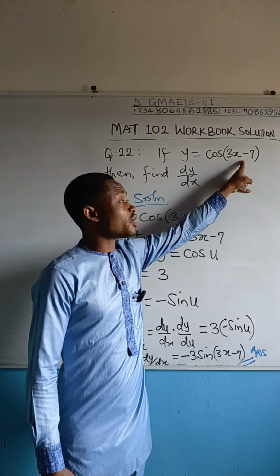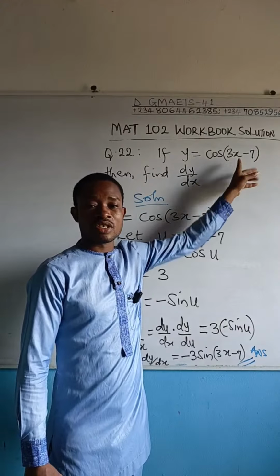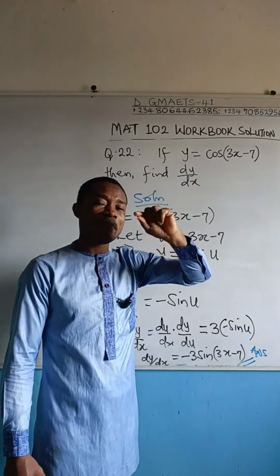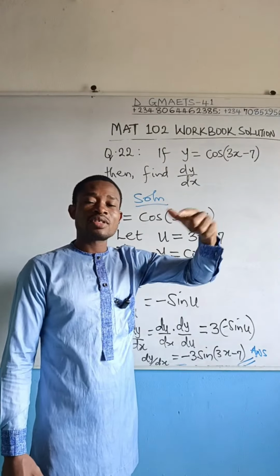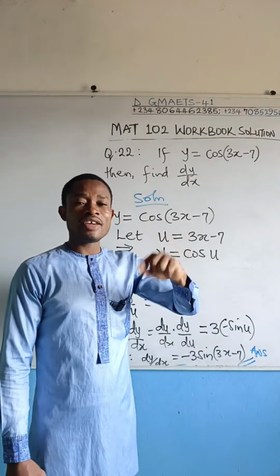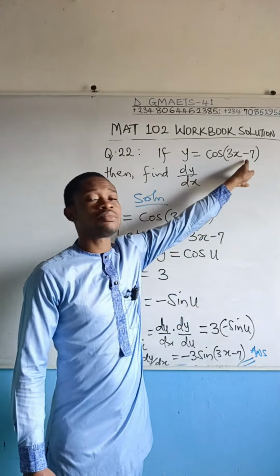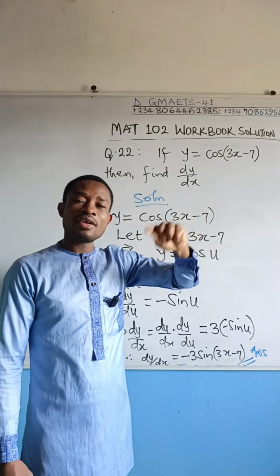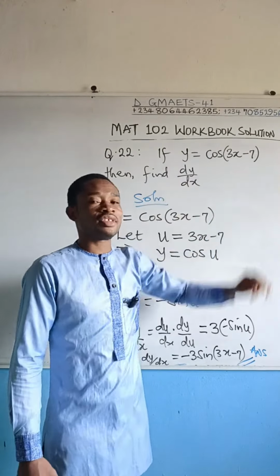The minor is 3x minus 7. Differentiate it, you get 3. The major is cos. Differentiate cos, you get minus sine. Now, minus sine what? Because trig functions cannot stand alone like that. It's going to be minus sine of the original minor function. So what am I saying? If you differentiate this cos, you get minus sine of 3x minus 7.